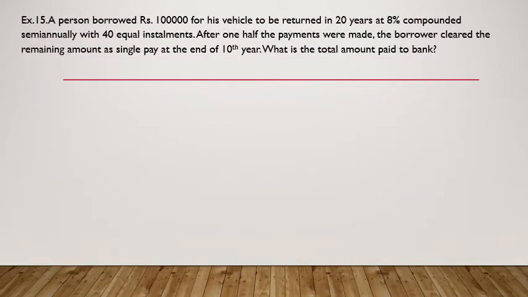Let us go to the next problem. A person borrowed 1 lakh for his vehicle to be returned in 20 years at 8% compounded semi-annually with 40 equal installments. After one half of the payments were made, the borrower cleared the remaining amount as a single payment at the end of the 10th year. What is the total amount paid to the bank?